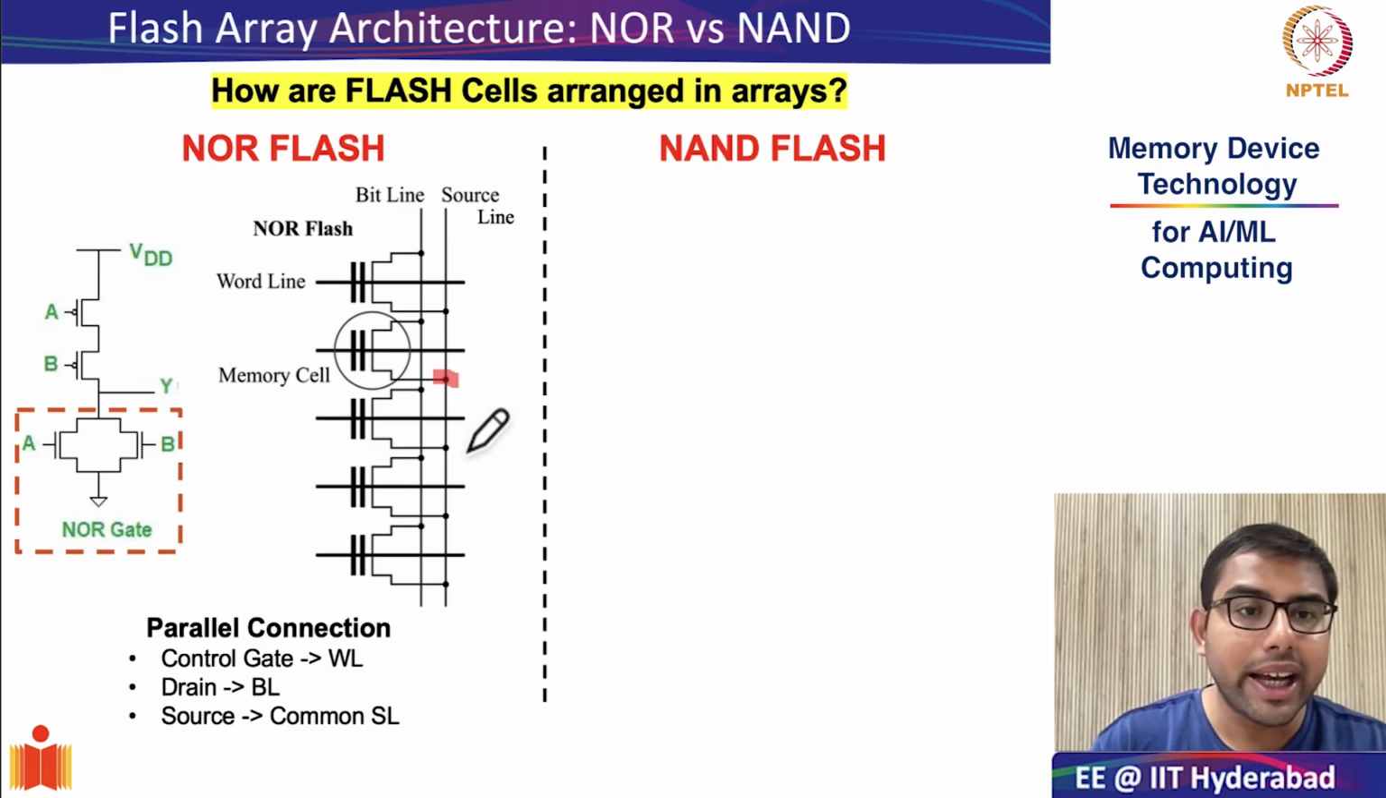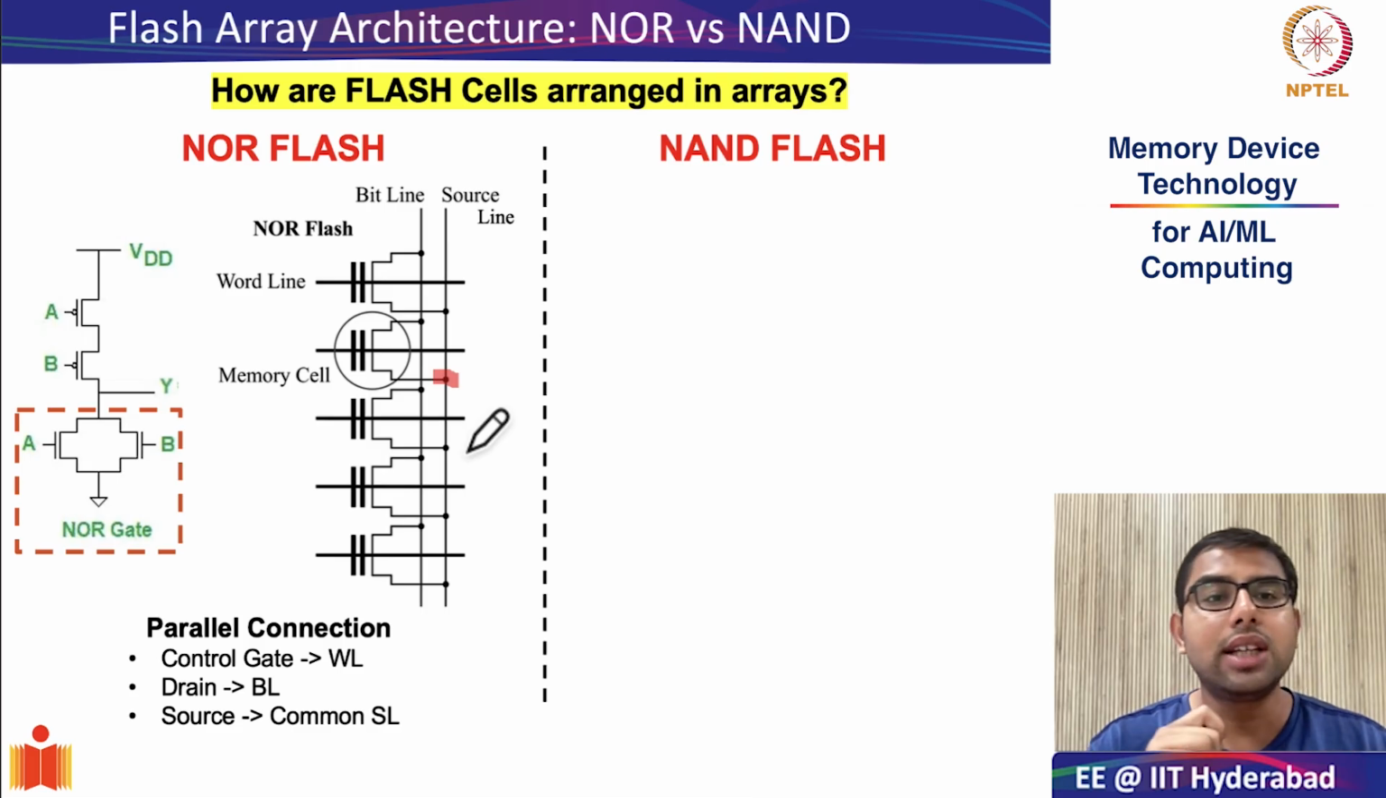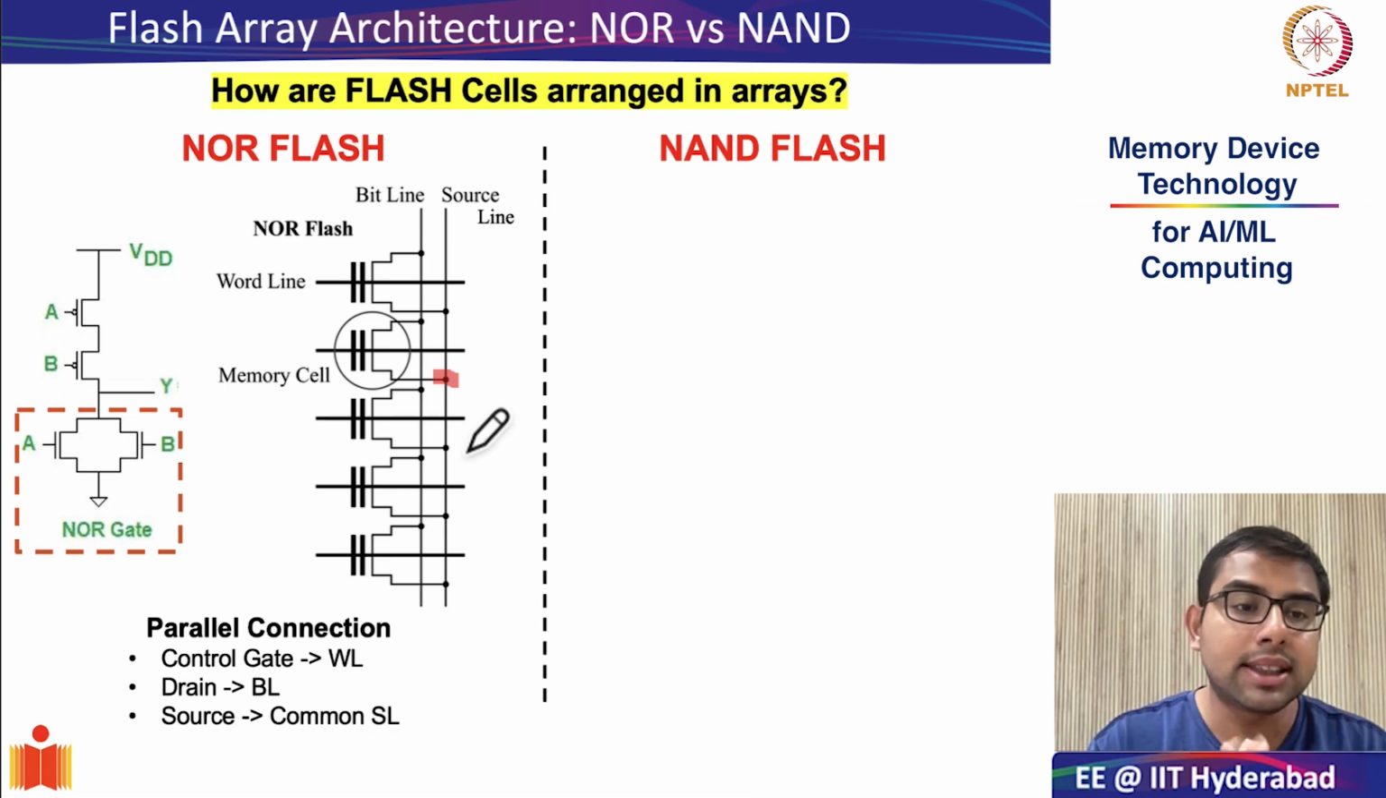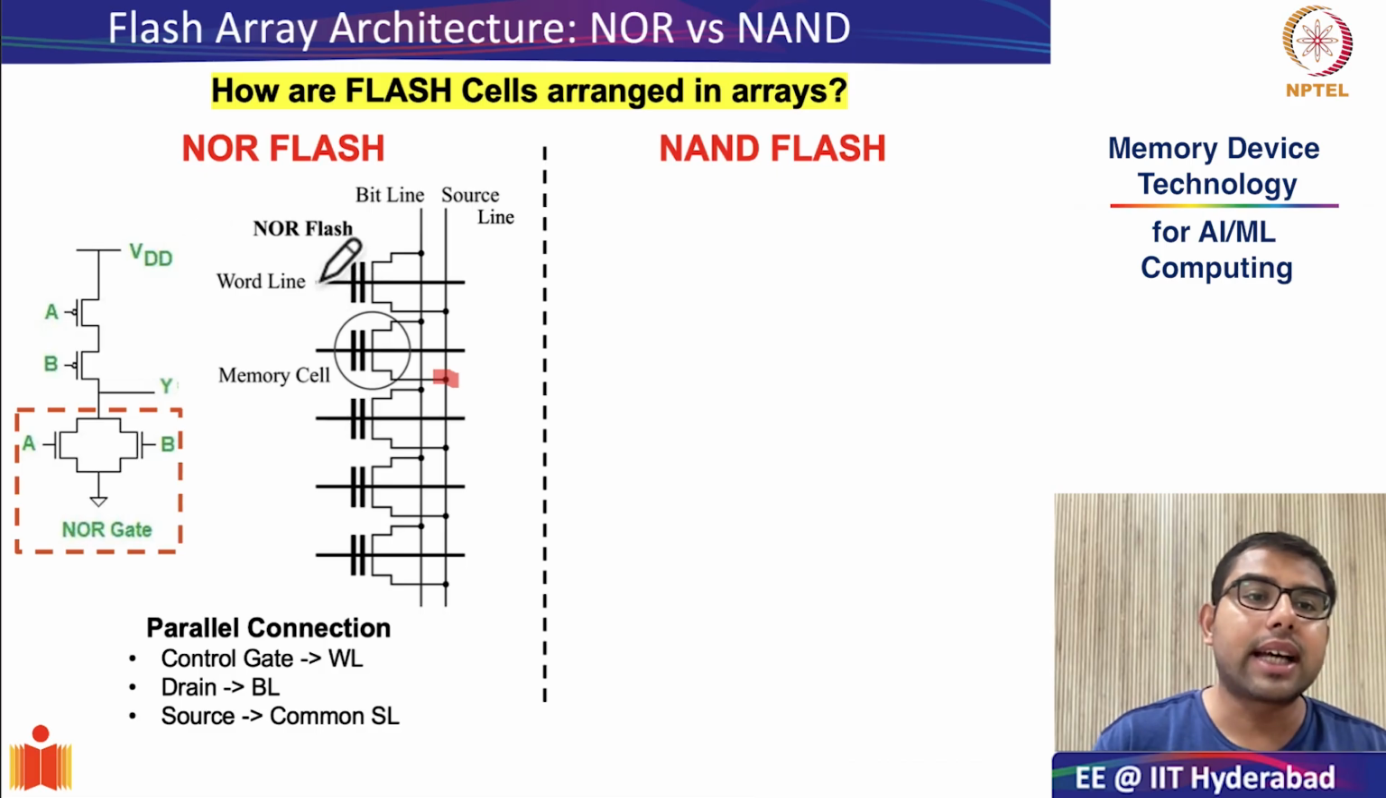Why? Because the bit line is connected to the drain of each of the cells in the string, whereas the source line is connected to the source of each of the cells. So what is the word line connected to? The word line, as we have discussed, is connected to the control gate of every cell.